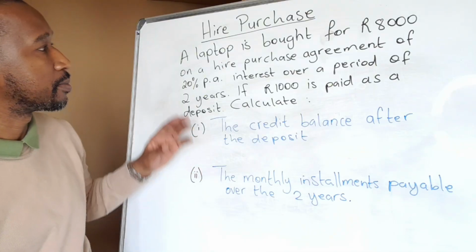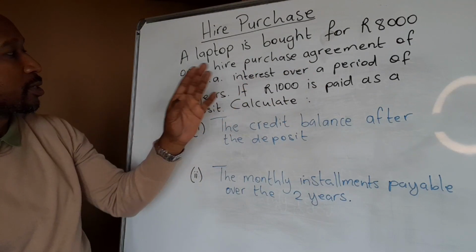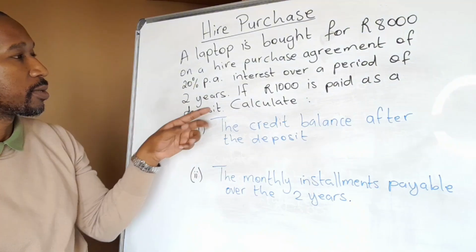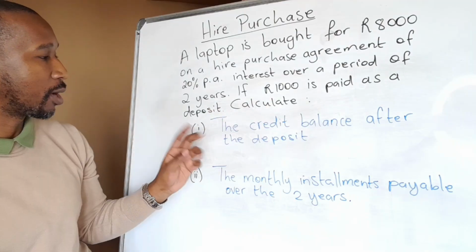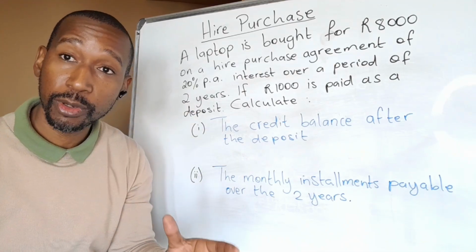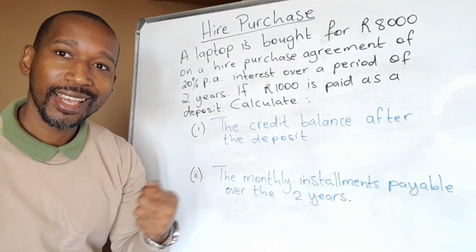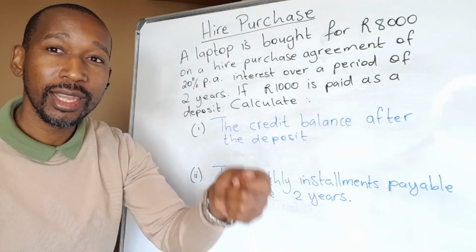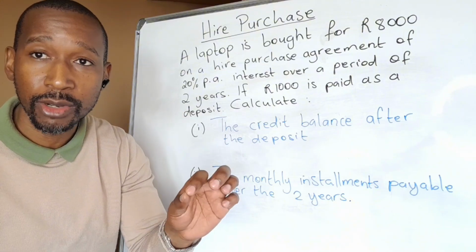Now let's look at the example. A laptop is bought for 8,000 Rand on hire purchase agreement of 20% per annum interest over a period of 2 years. Now, if 1,000 Rand is paid as a deposit, calculate, number one, the credit balance after the deposit. So this one I'm doing it to show you how deposit affects the credit. Now, if a person pays a deposit, it means that they brought the cash with them to buy the laptop on the same day. Now, that means that when they take out credit, they're not going to take out credit of 8,000 Rand.